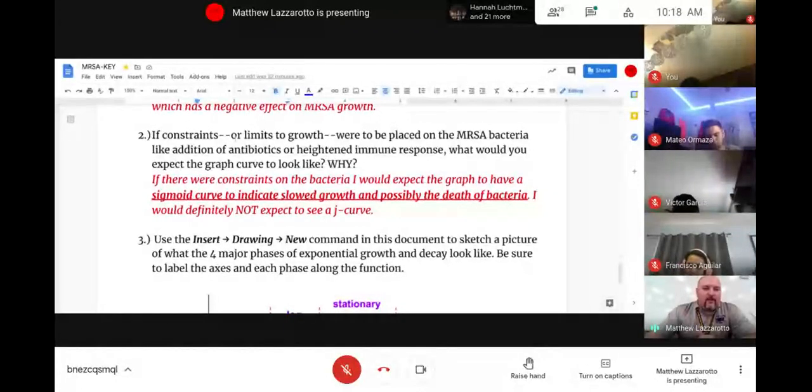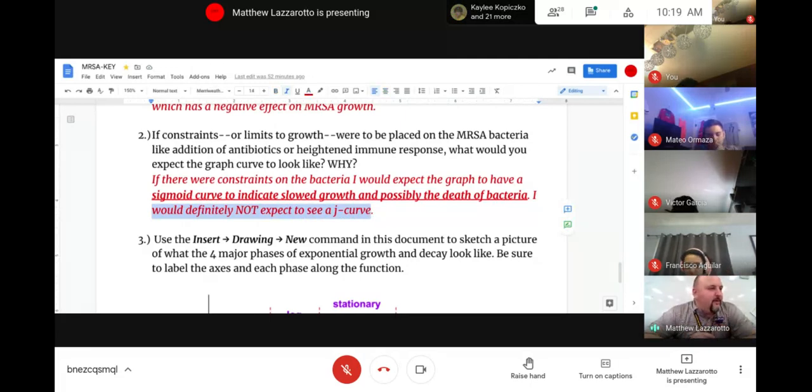So if we had constraints or limits to growth to be placed on the MRSA bacteria, like the addition of antibiotics or heightened immune response, what would you expect the graph to look like and why? If there were constraints, I would expect the graph to have a sigmoid curve to indicate slowed growth and possibly death. I would definitely not expect to see a J curve, right?